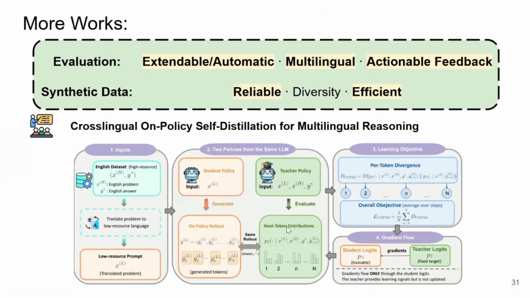The training goal of the student model is just to align its token probability distribution with the teacher model. And we utilize this framework to try to distill the model's high resource language, for instance English, reasoning to low resource language reasoning. And we prove that with the help of on-policy self-distillation, it can help the model to better do reasoning, even in some very low resource languages like African languages.